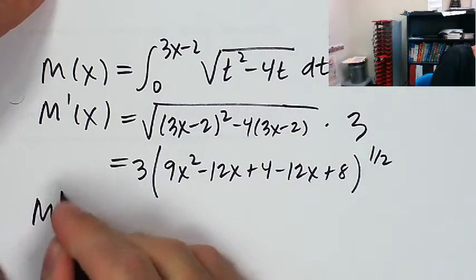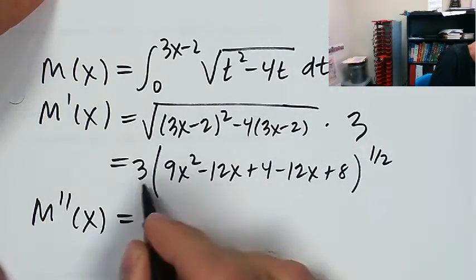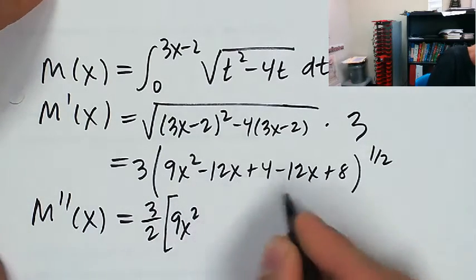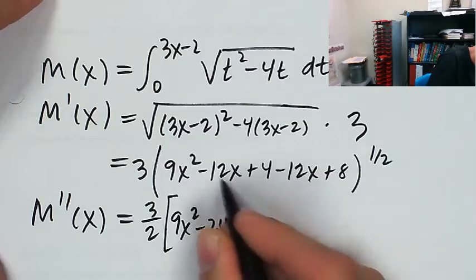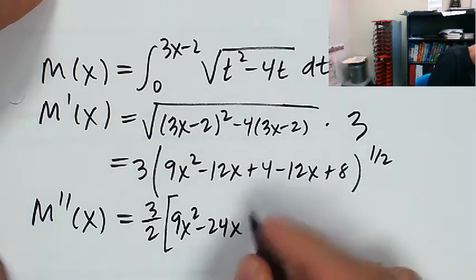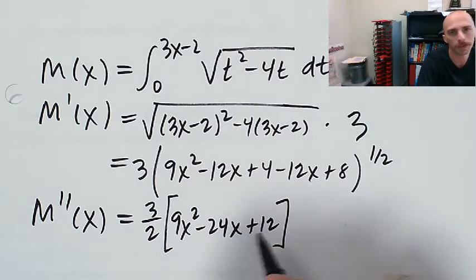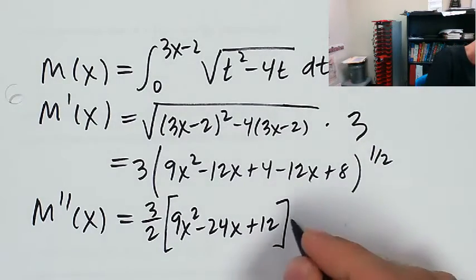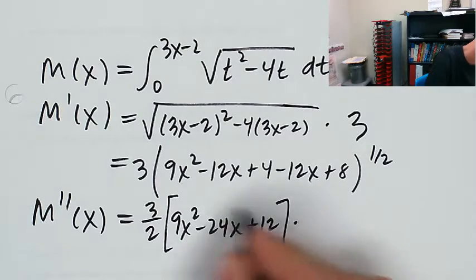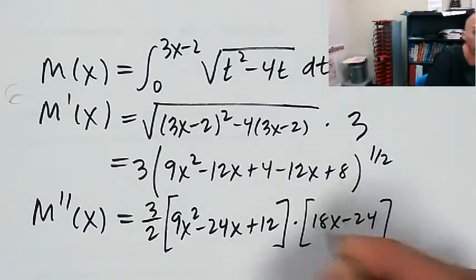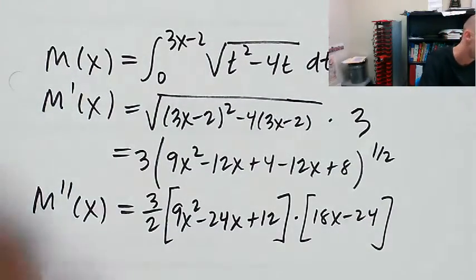All right, so that m double prime of x is equal to, do the power rule on the outside, 3/2, leave the inside the same, 9x squared, I'm going to make that minus 24x, and plus 4 plus 8 is 12. Okay, and a person could factor out a 3 from there, but I don't feel like it, so I don't need to. And then I multiply by the derivative of the inside, which is 18x minus 24. It's another thing that we could factor out, but we don't need to do that. Okay, that's m. I've got one more of these type of problems.